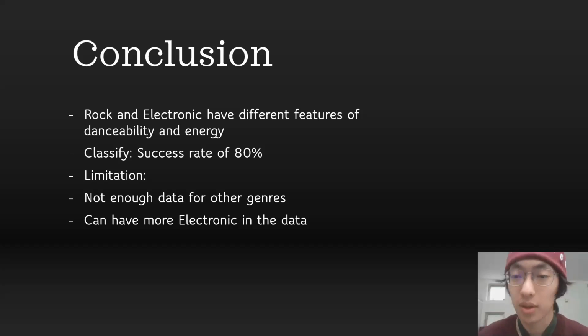During the exploratory stage, we found some limitations. First, we do not have enough data for the other types of music, namely instrumental and classical. And secondly, we could have more electronic in the data so that we can make the classifier more effective, because there's predominantly rock music in the dataset.